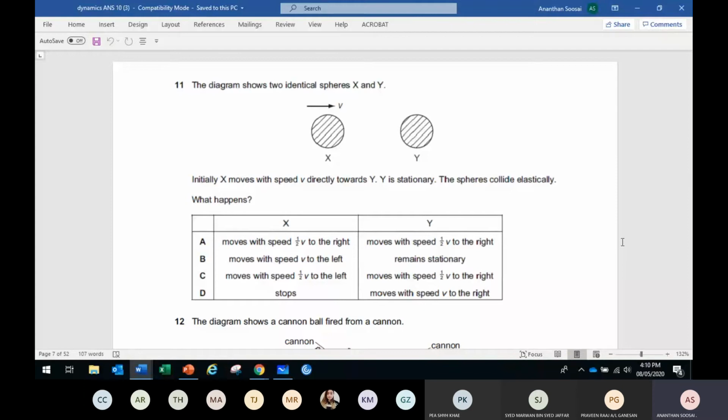The diagram shows two identical spheres, X and Y. Identical, so same mass. This is a special case. Initially X moves with the speed of V directly towards Y. Y is stationary. The spheres collide elastically. What happens?